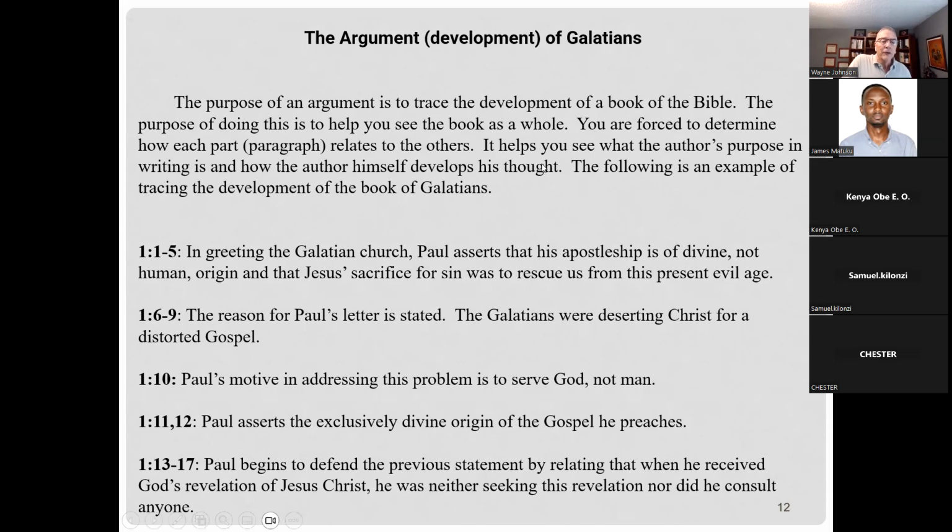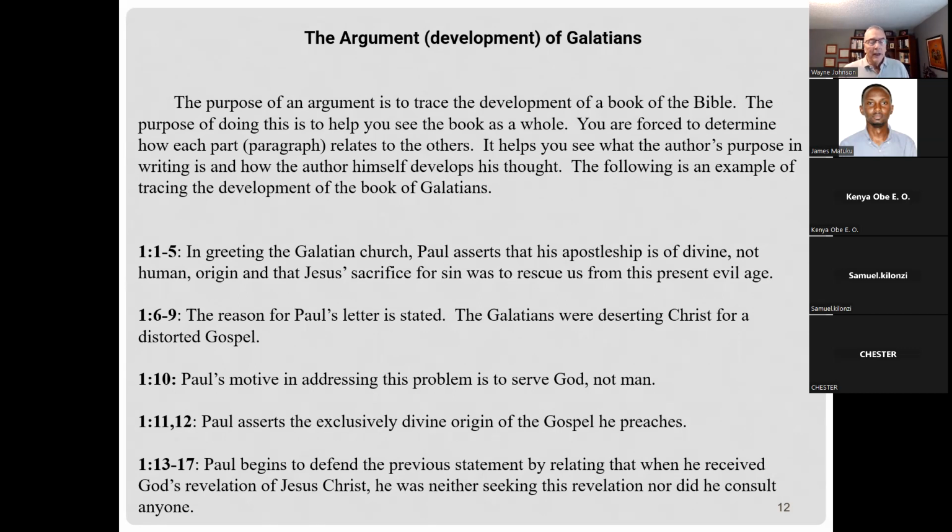So the first 5 verses of chapter 1 in Galatians, I just simply summarize: in greeting the Galatian church, Paul asserts that his apostleship is of divine, not human origin, and that Jesus' sacrifice for sin was to rescue us from this present evil age. And then the second paragraph, verses 6 to 9, I summarize the reason for Paul's letter is stated. The Galatians were deserting Christ for a distorted gospel. And of course, that is a serious issue.